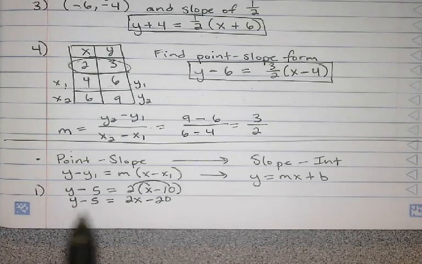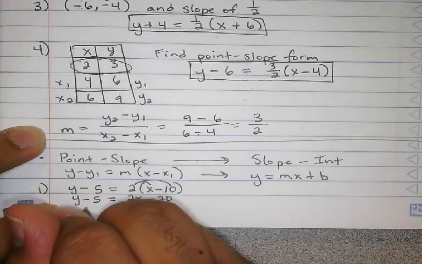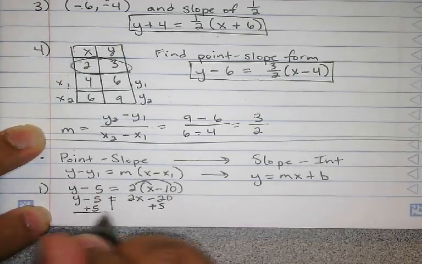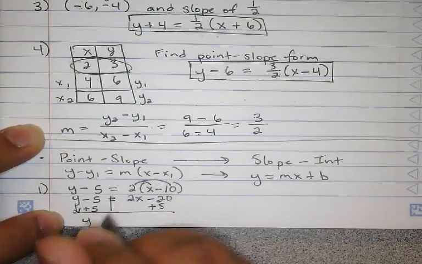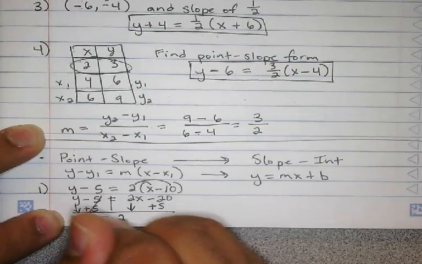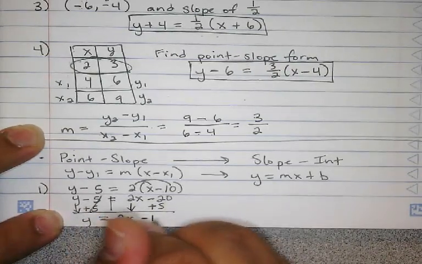Now I need to get the y by itself, okay? If it's y minus 5, how do I get rid of the 5? Add it. You have to do the opposite or the inverse action. So it's minus 5, so I have to add 5 to both sides, right? So my y comes down, so I have y, the 5's cancel out, equals 2x comes down, minus 15. Negative 20 plus 5 is minus 15.